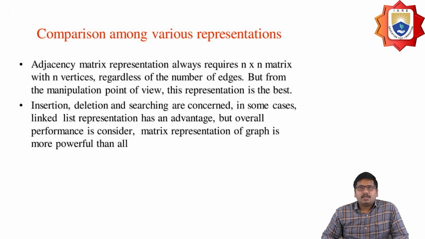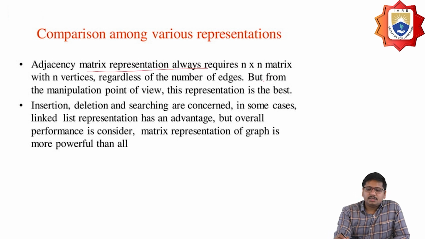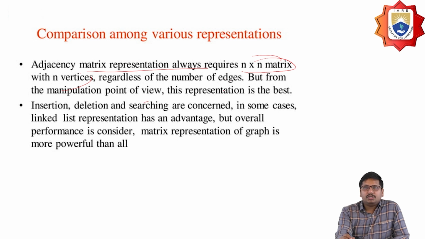So if I'm going to make the comparison, the adjacency matrix representation requires an n by n matrix. So that means if there are n vertices, we're going to have n by n entries. But from the manipulation point of view, this representation is the best. And in case of insertion, deletion, and searching, the linked list representation has the advantage. But overall performance is concerned, the matrix representation of the graph is more powerful.